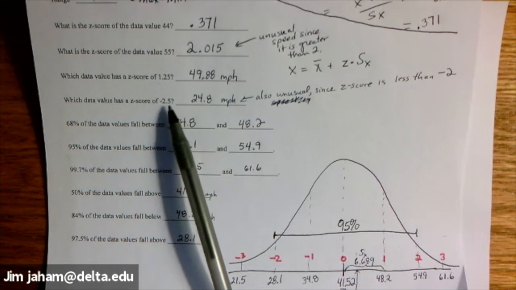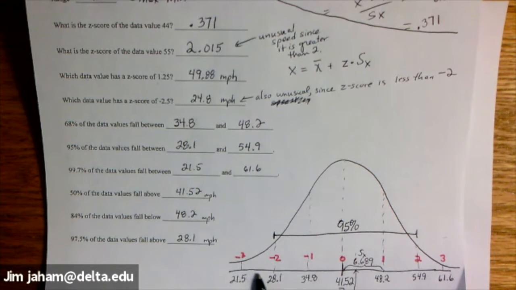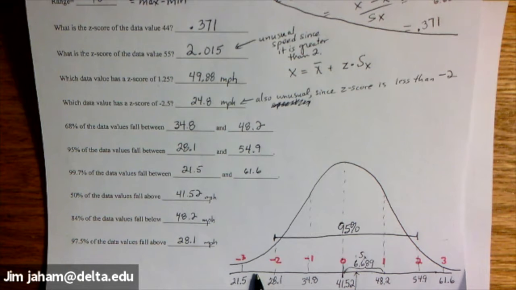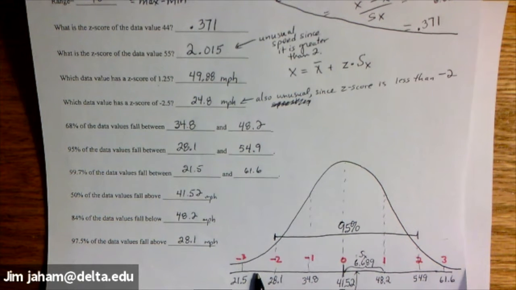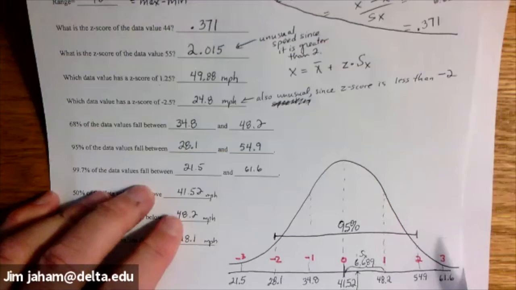So this data value of -2.5, -2, -3, -2.5 is right in the middle. The value we're looking for is somewhere between 21.5 and 28.1. In fact, directly between those 2 numbers. All right, well, here's the math for these.